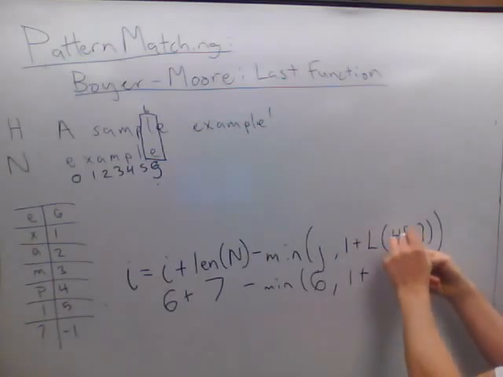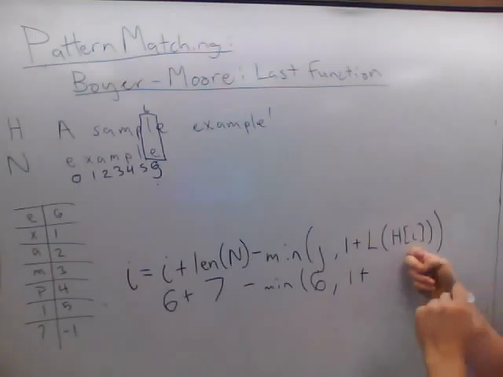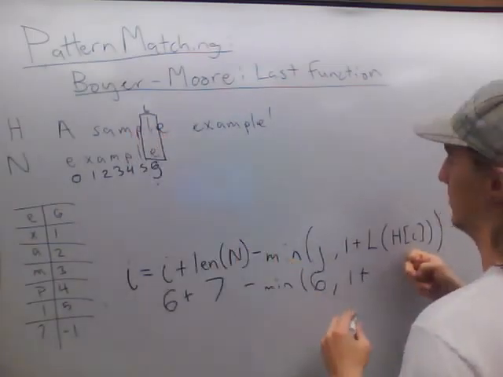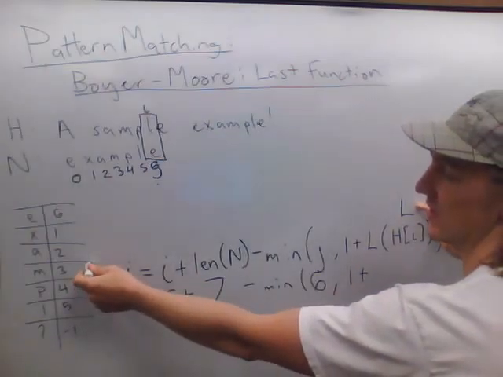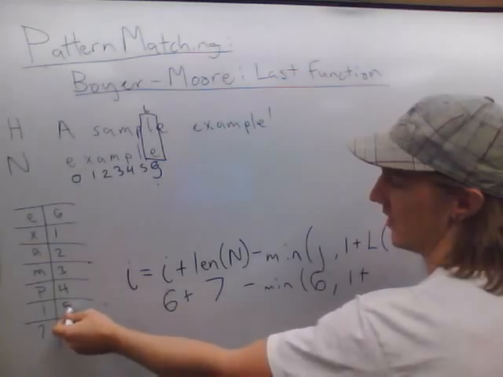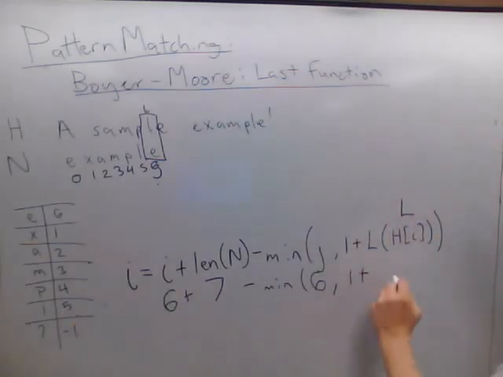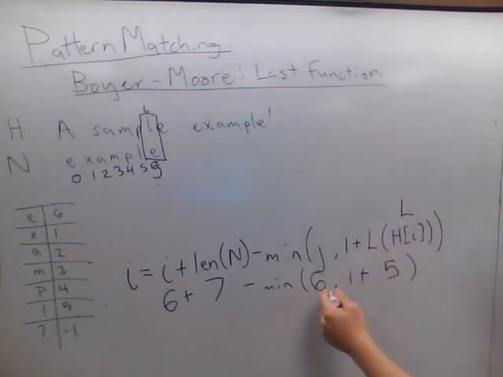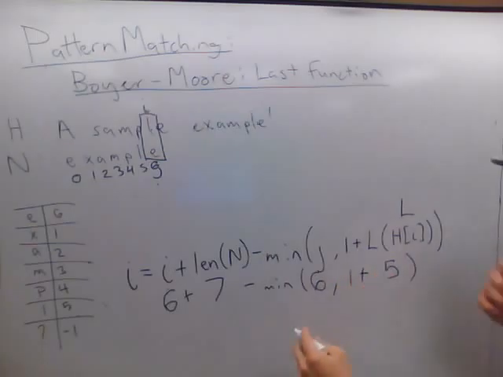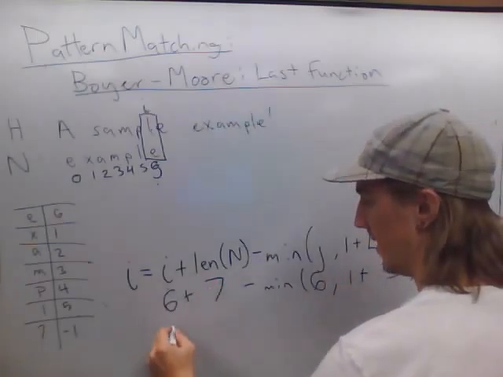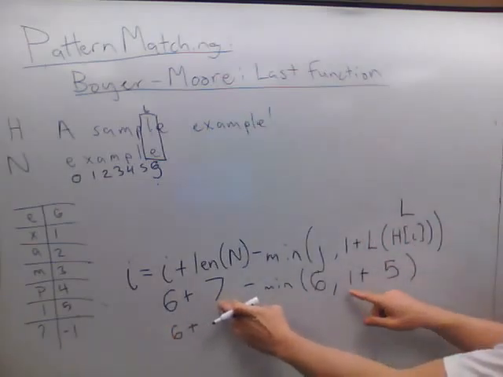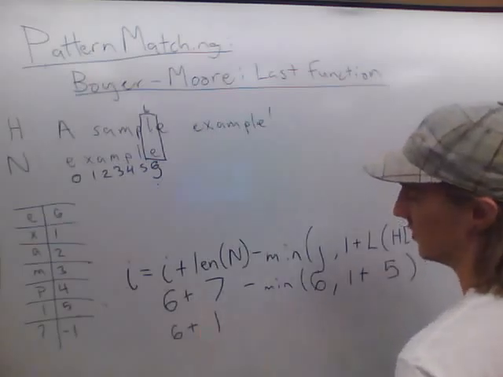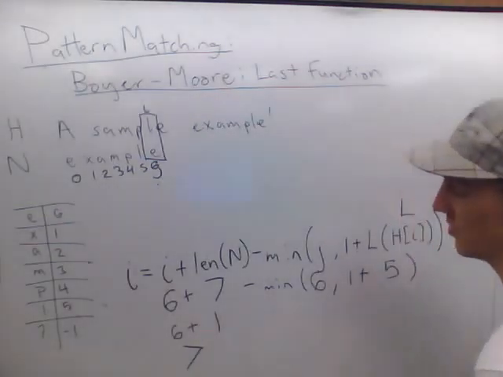If we look at the character at index I inside H, we see that it's L. If we take L and plug it into our last function here, we can see that that is index 5. So we're going to have 1 plus 5, and the minimum of 6 or 6 is going to be 6. So our new index for I is going to be 6 plus 7 minus 6, so 6 plus 1, so our new index is going to be 7.